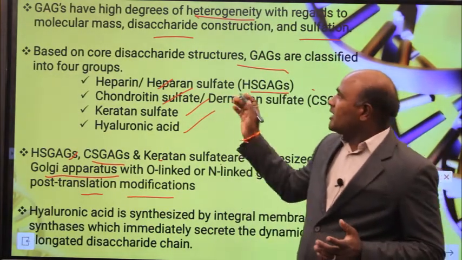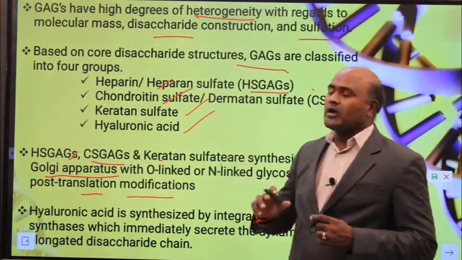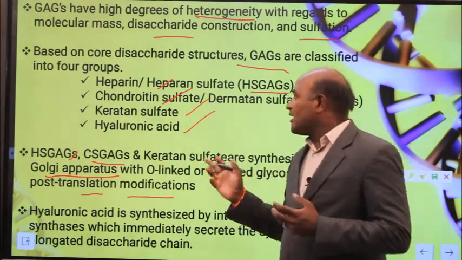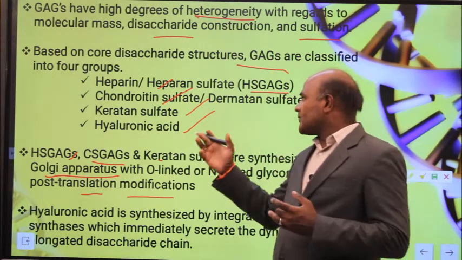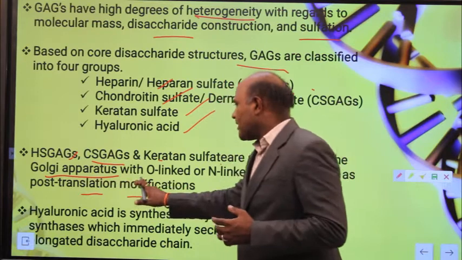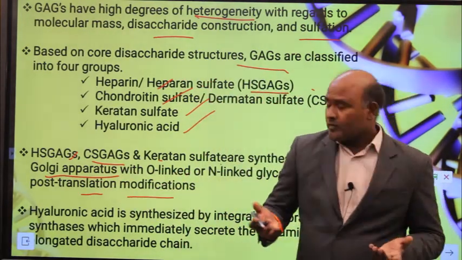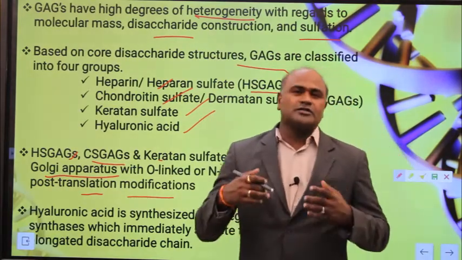So these are the GAGs, very heterogeneous, and actually classified into heparin, chondroitin sulfate, keratan sulfate, and hyaluronic acid. Again, these are synthesized in the Golgi apparatus, with O-linked and N-linked post-translational modifications.